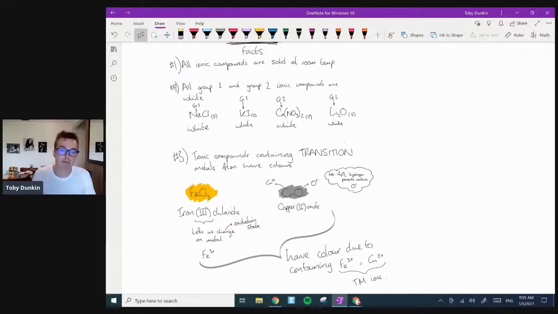You need to check whether or not it's ionic or covalent. That would be the first test I would do. By the way, it's a really easy test. You burn it. If it burns, it's covalent and organic. If it doesn't burn, then it's ionic. In which case, if it's colored, it's going to contain a transition metal.